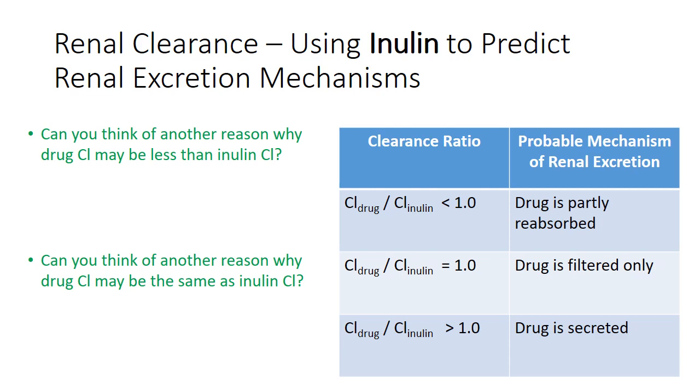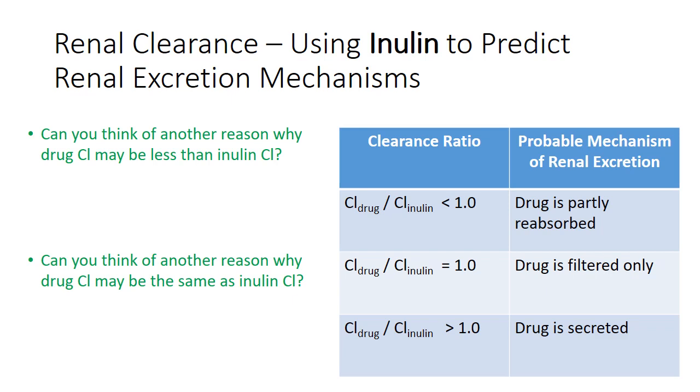And of course, the drug can be hepatically cleared, things like that, but if we're assuming it's renally cleared only, why would it be lower than inulin? And the reason would be, again, a major one is protein binding. Another one, like I said, it could be a protein drug. It's so large it doesn't get filtered.